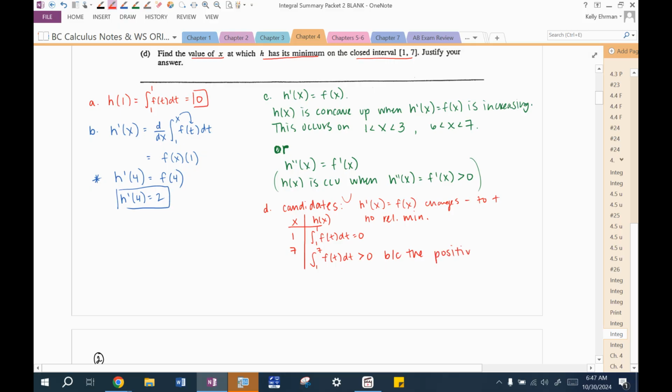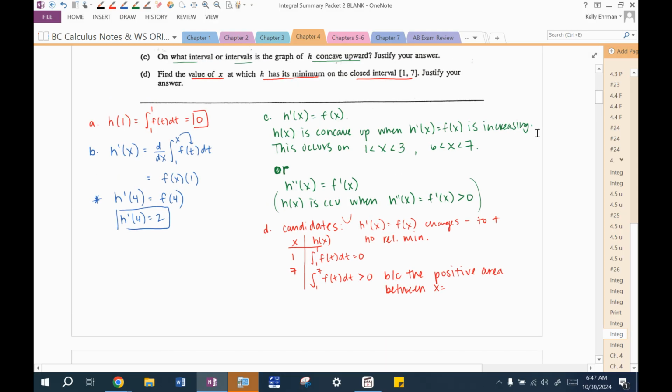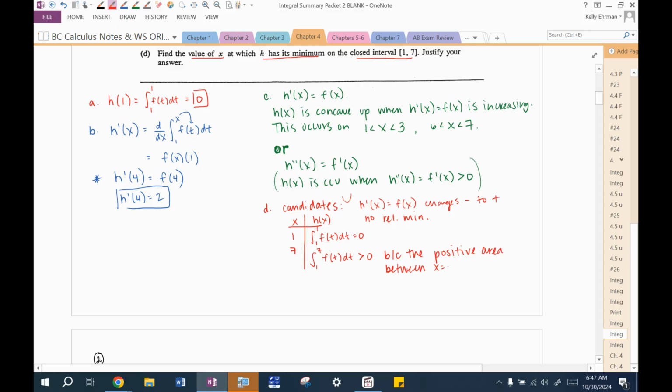positive area between x equals 1 and x equals 5 is larger than the negative. Maybe I could get away with saying because the net area is positive, that's fine. But I'm just going to explain this. Is larger than the negative area between x equals 6 and 7.